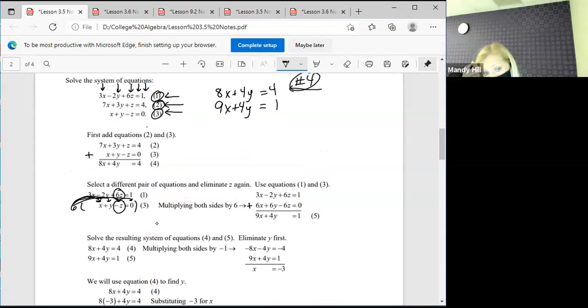Okay. Everybody okay with that? Now, this is really kind of confusing at the beginning, but once you find your first variable, it goes really quickly. So now they've taken this, I'm going to call this number 5. This is our fifth equation we could use.